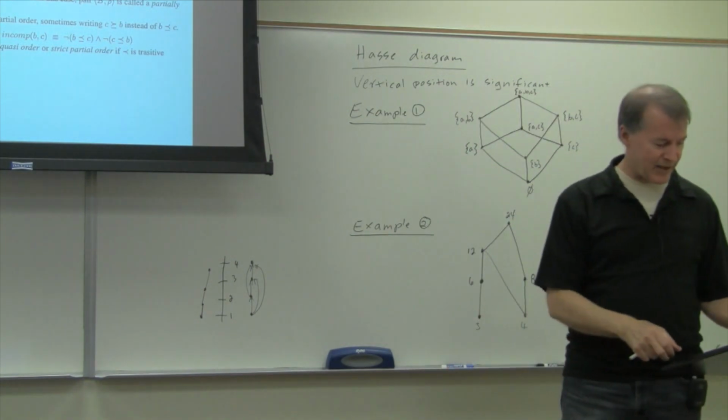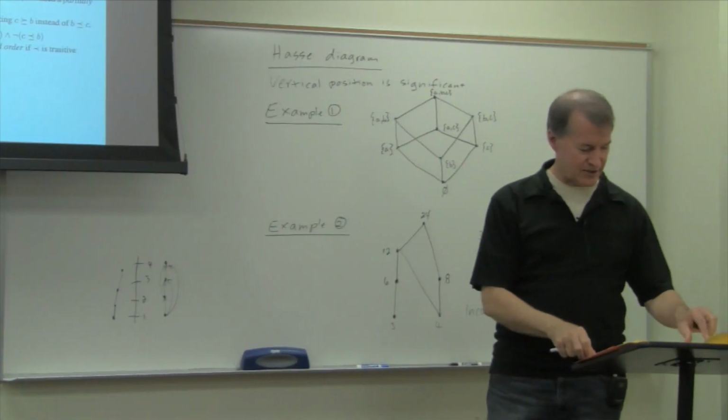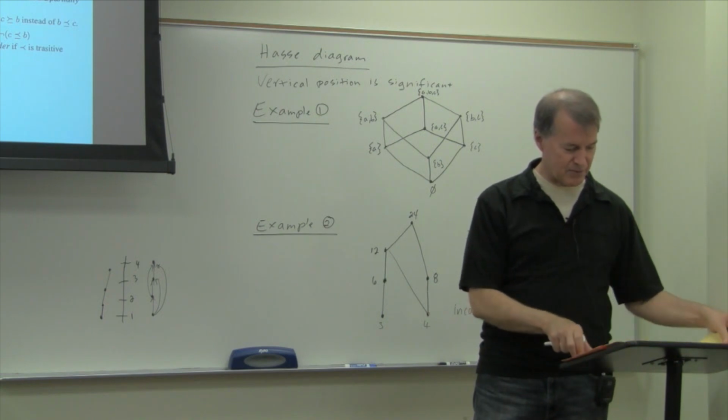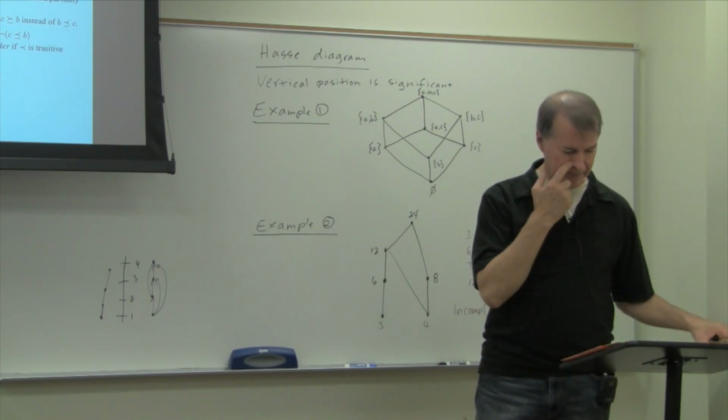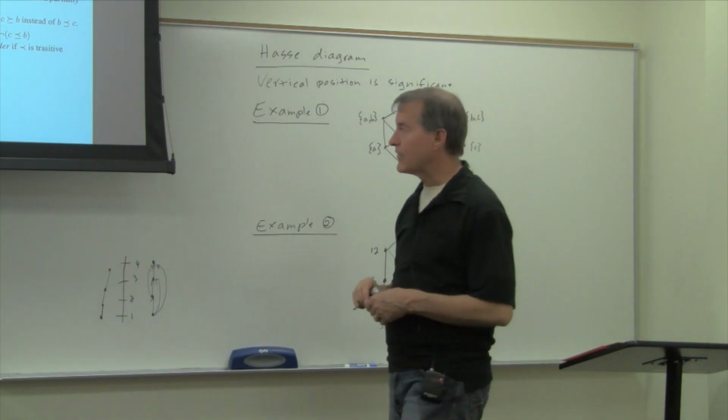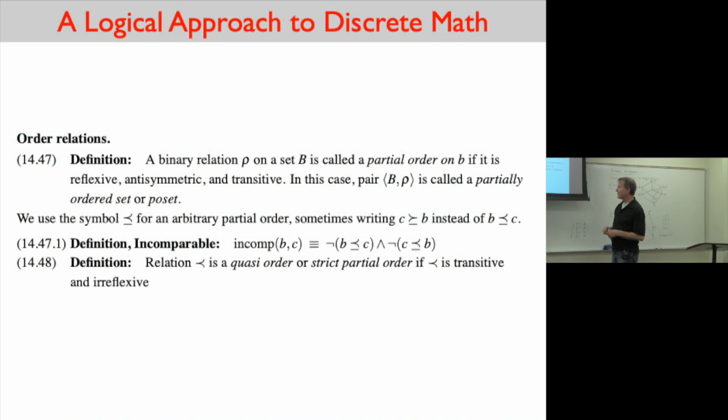Now, then we have another definition. Our last definition is what it means to be, now, I call this an it relation. A relation is a quasi-order or strict partial order if it is transitive and irreflexive. That's why I call it an it. It's because of those: irreflexive and transitive. Okay, so that's what I call an it relation.